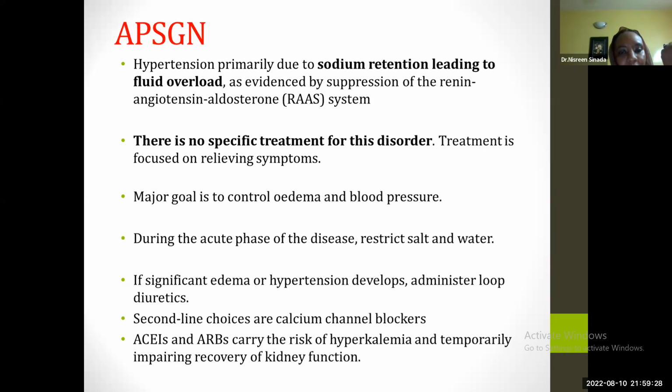During the acute phase of the disease, we need to restrict salt and water. If significant edema and hypertension develop, we administer loop diuretics. If the patient is still hypertensive and we need to add another drug, the second-line choice is calcium channel blockers. ACE inhibitors and ARBs carry the risk of hyperkalemia and temporarily impair the recovery of kidney function, so they are not a good choice in patients with acute post-streptococcal glomerulonephritis.